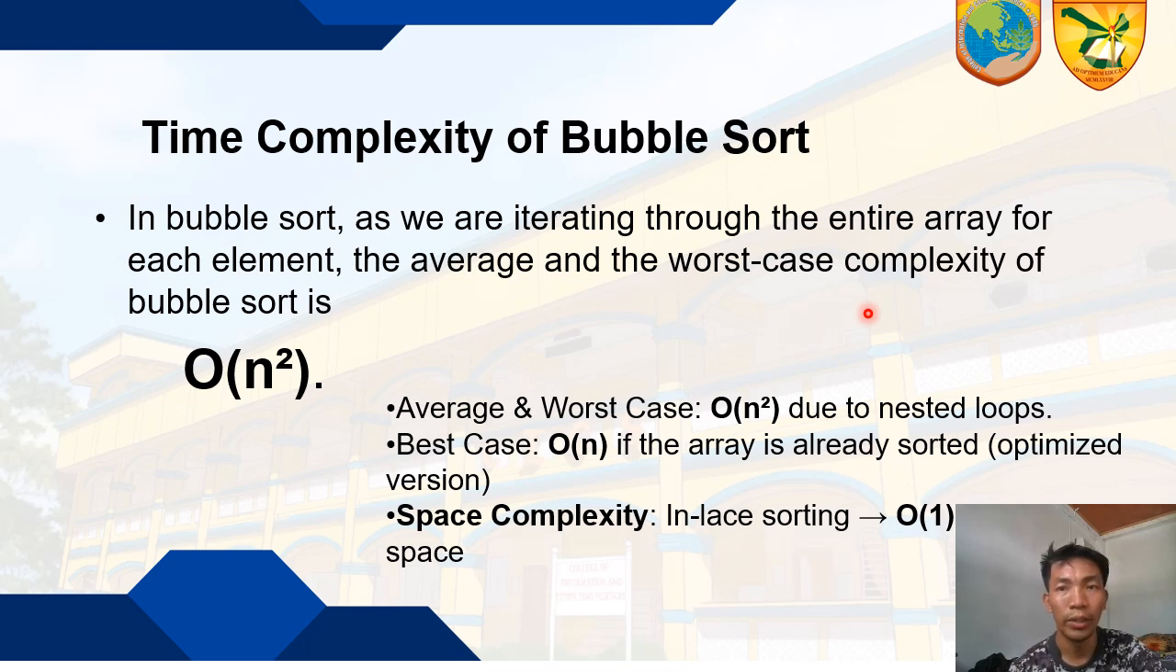The average and the worst case complexity of the bubble sort is now denoted with this expression O(n²). The average and worst case are due to nested loops, as we see in the previous slides, but the best case could have been O(n) if the array is already sorted. We call it the optimized version.